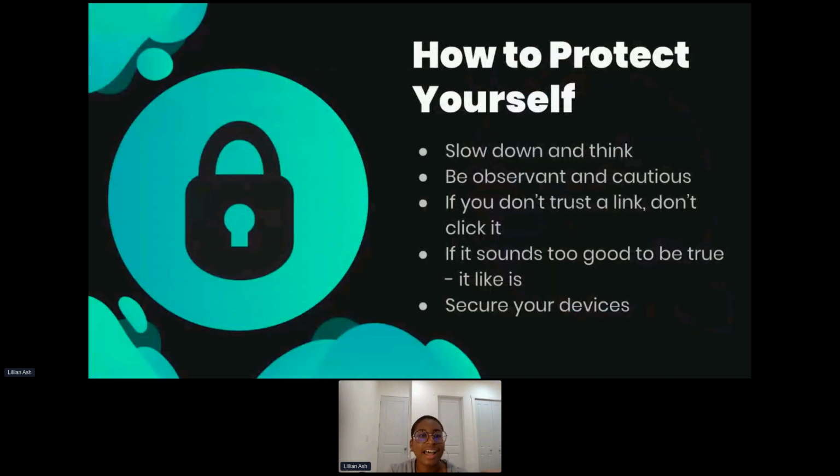So now, how do we protect ourselves from all of this, right? The biggest thing is just slowing down and thinking. Like we talked about, the goal of a social engineer is to get you to act on emotion rather than rationale. So just taking a few minutes to inspect the text that was sent to you or the email that was offered to you can make all the difference between clicking on a link and being exploited that way.